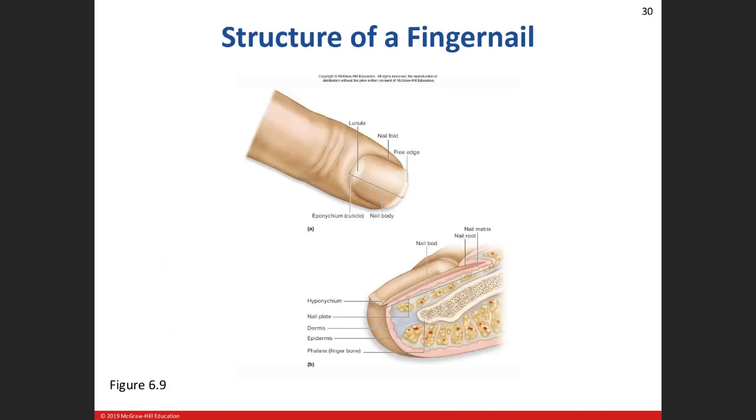I'm going to come right back to the slide here. So here are a couple of things. Here's the cuticle, the eponychium right here. And then if we go down here, here's the hyponychium, this little area right here, where the free nail edge hangs over the end of your finger. Okay, let's go back.